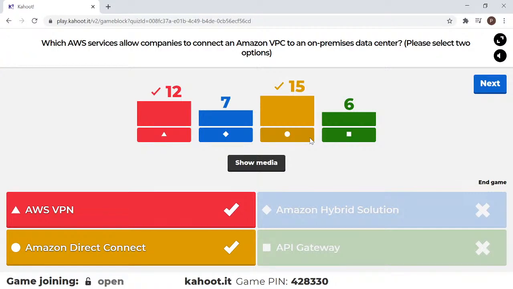Yeah, again, most of the people got it right, which is AWS VPN and Amazon Direct Connect. Those are the right answers. AWS VPN is a site-to-site VPN, which is client software that you can install, and Direct Connect is actually a physical connection between AWS and the organization's data center.